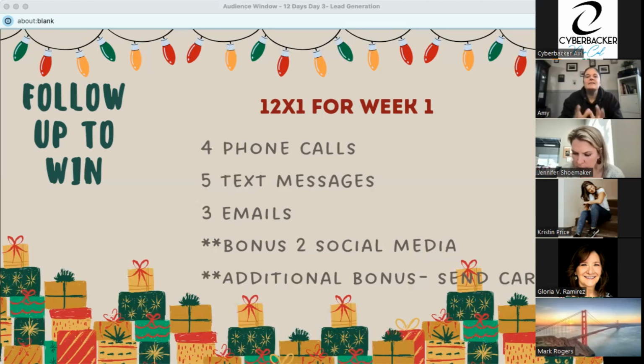Okay. And if at any point you connect with them, they respond, you have a conversation, you're going to stop this plan immediately and move them over to a 36 plus interaction plan. That's one of the ones that we talked about yesterday, with additional interactions for their specific situation.